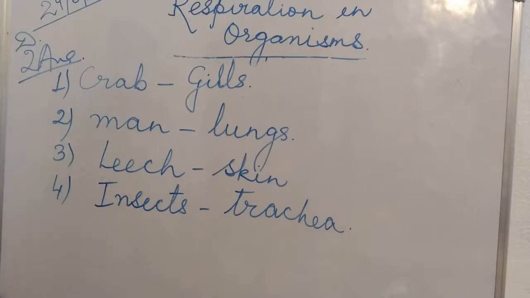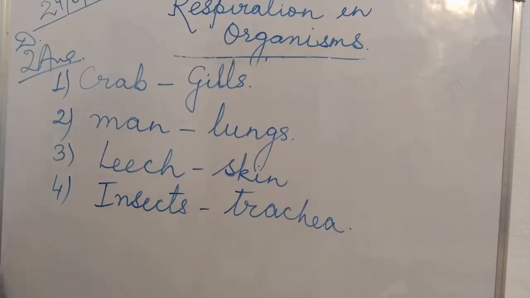Now third question is define transpiration. The definition of transpiration also, children, is given in your book. The loss of excess water from plants through open stomata is called transpiration. Once again I am repeating, the loss of excess water from plants through open stomata is called transpiration. So no need to write this answer because it is also given in the keywords.